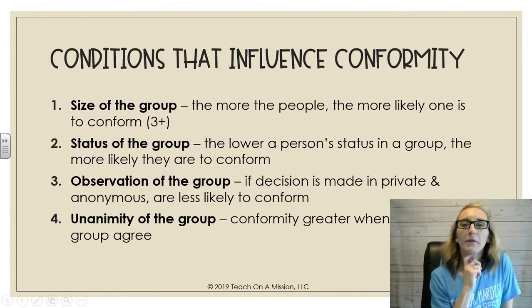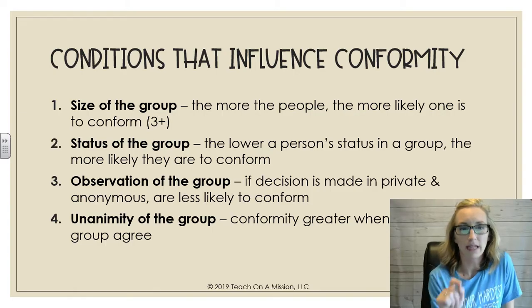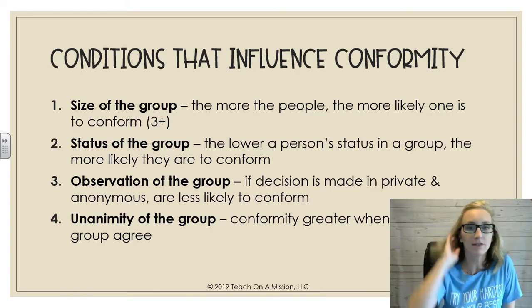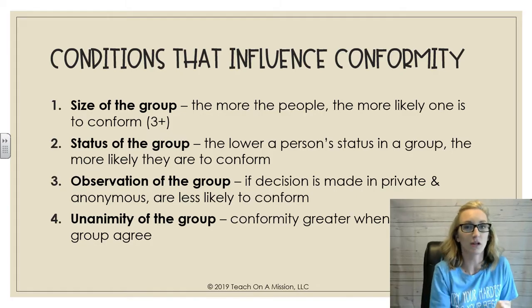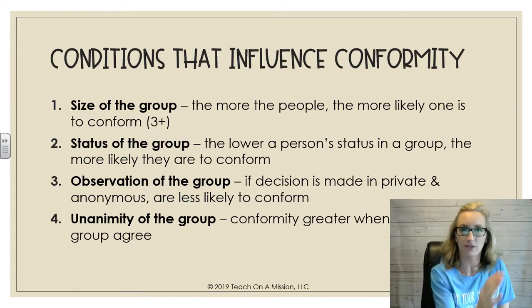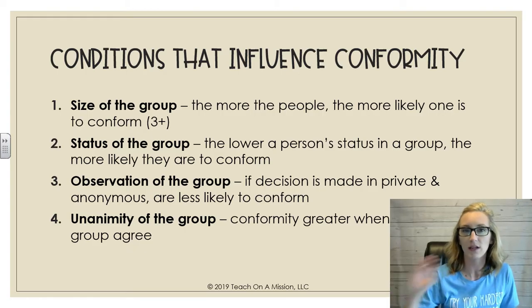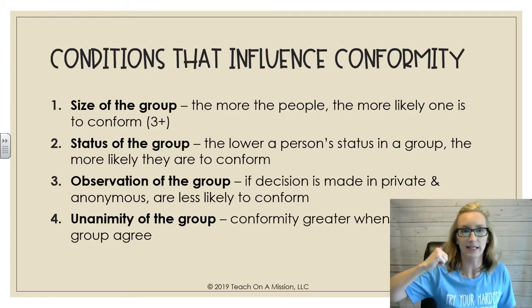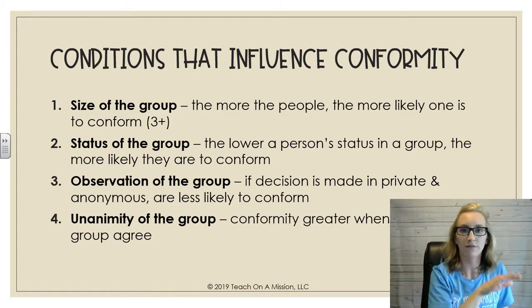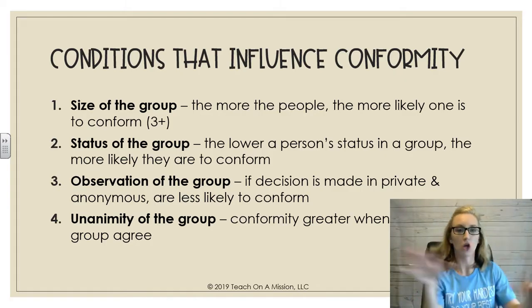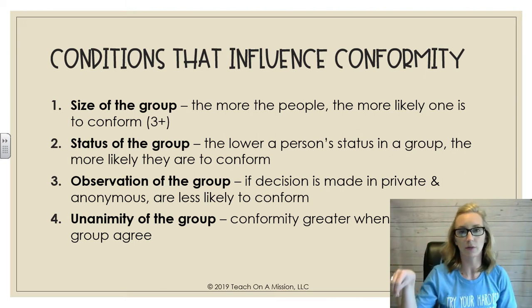So let's talk about the conditions that influence conformity. These 4 are really important. The size of the group is actually really important. The more people, the more likely one is to conform. In fact, kind of the number cutoff is 3, and if there's more than 3 people, the conformity increases. The status of the group is important, and Asch actually did a bunch of variations on the study where the people in the room, the confederates, were either above or below the social status of each of the participants and kind of measured what happened then.